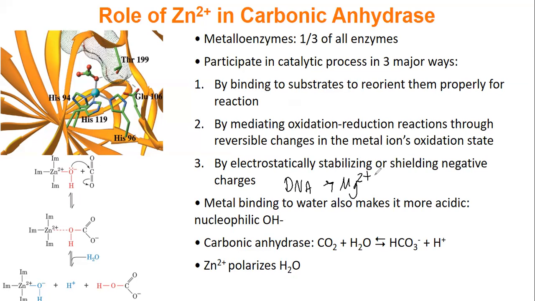And one thing metals can also do is make things more acidic, specifically water. This is done with the enzyme carbonic anhydrase. Does anyone remember where we talked about carbonic anhydrase? About six weeks ago, I want to say, we talked about carbonic anhydrase. Blood buffer. Yeah, exactly.